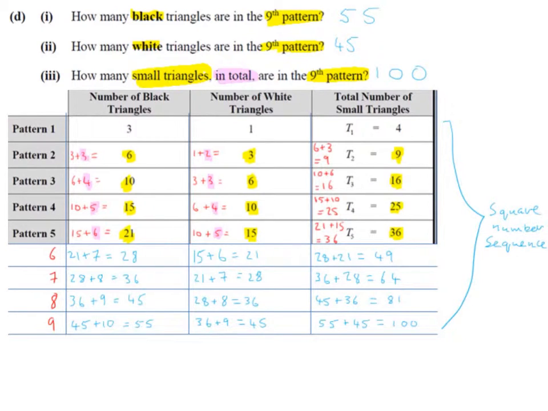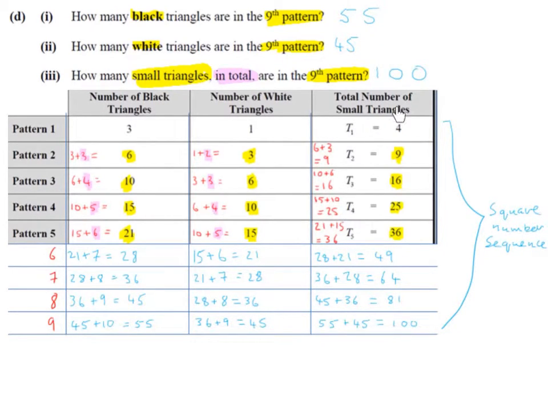And then to get the total number of triangles, we just add each of these numbers together. So 28 plus 21 is 49. 36 plus 28 is 64. 45 plus 36 is 81. And 55 plus 45 is 100.